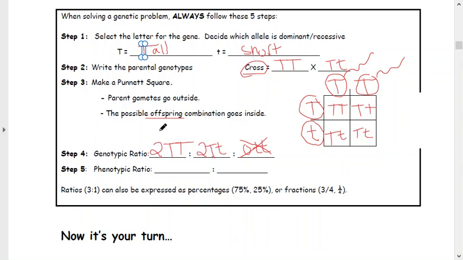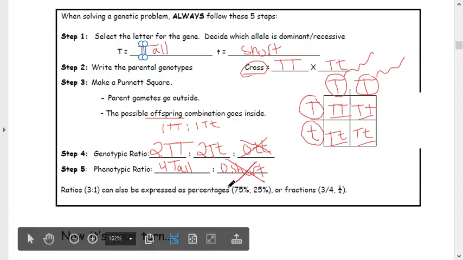You can divide by 2 and just say 1 capital T capital T to 1 capital T lowercase t. So 1 homozygous dominant to 1 heterozygous. For the phenotypic ratio, because all of the possible zygotes have a dominant allele, 100% of the offspring are going to be tall. So you would say 4 tall, 0 short. And similarly, if you have 0 of anything, you can just ignore it.